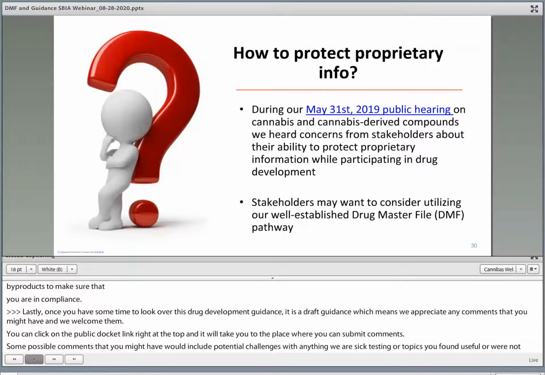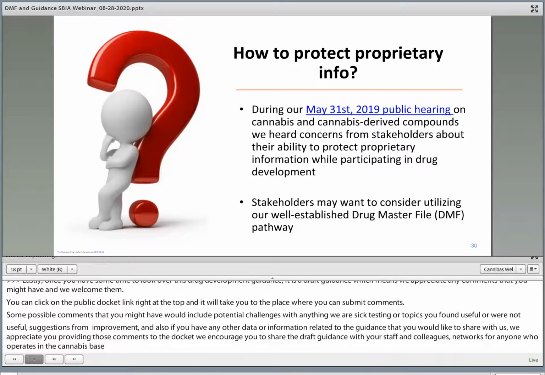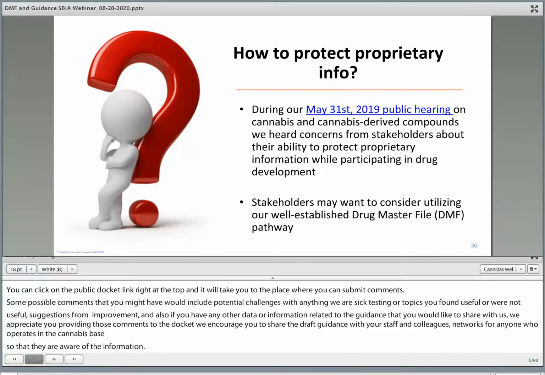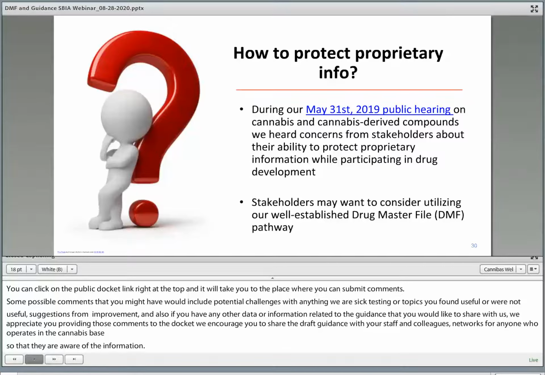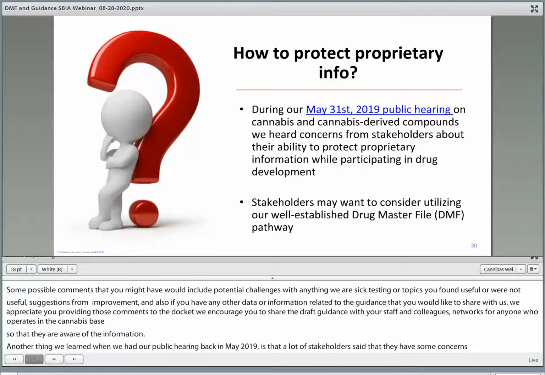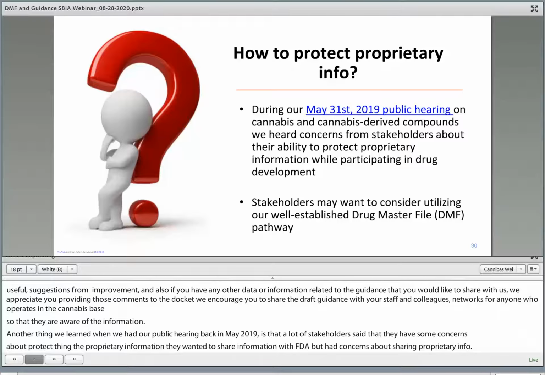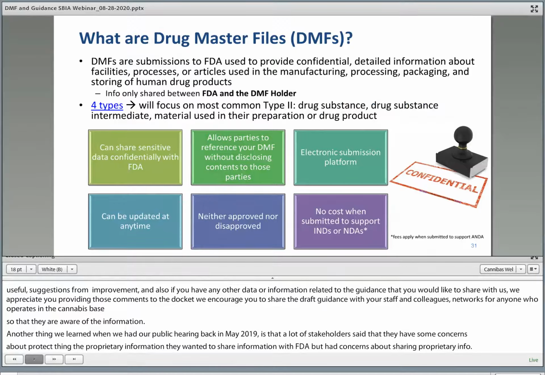Now, another thing that we learned when we had our public hearing back in May of 2019 is a lot of stakeholders said to us that they had some concerns about protecting their proprietary information. And they wanted to share information with FDA, but they had concerns about sharing proprietary info. And so we took this back and we talked internally. And we would like to have stakeholders consider utilizing our well-established drug master file pathway, which is called DMF. And I'm going to present that to you today so you can gain some understanding about utilizing this potential pathway.